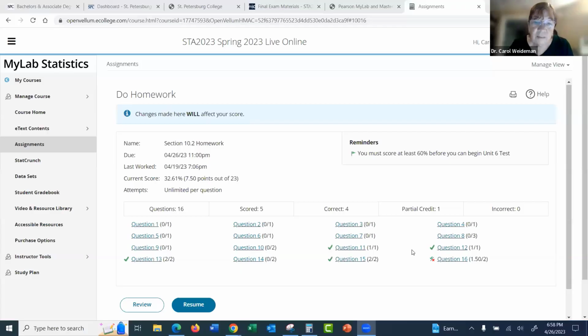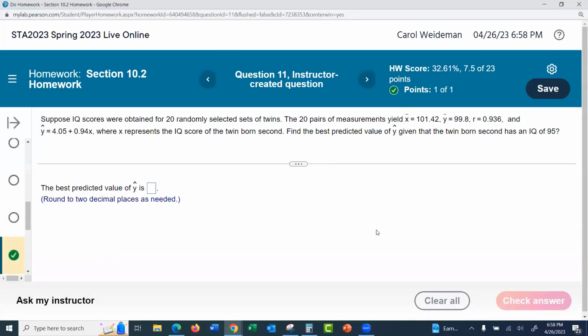Sometimes if I can see what you did, then I can try to figure out where. So it was number 11, right? Yeah. Okay, all right, so let's see. Here's our equation, and we want to find the IQ of 95. So you would do 4.05 plus 0.94 times 95.